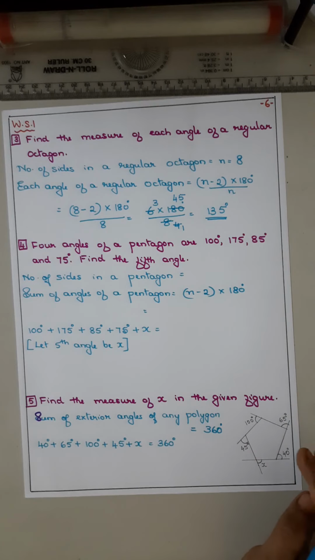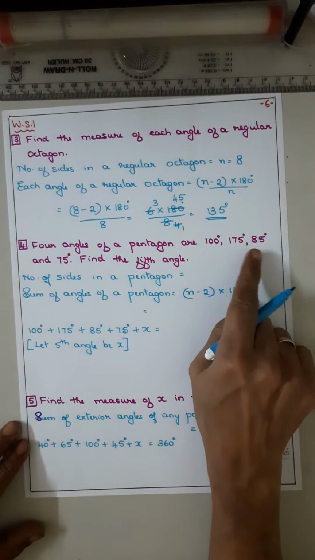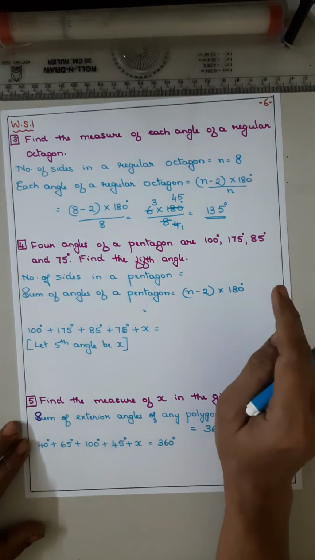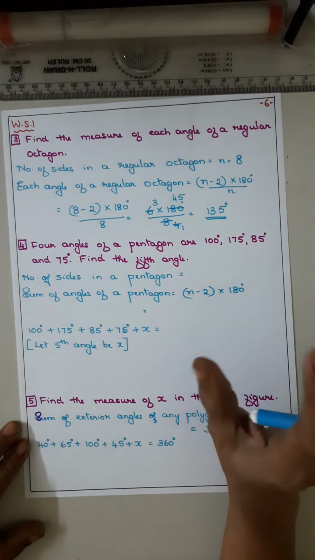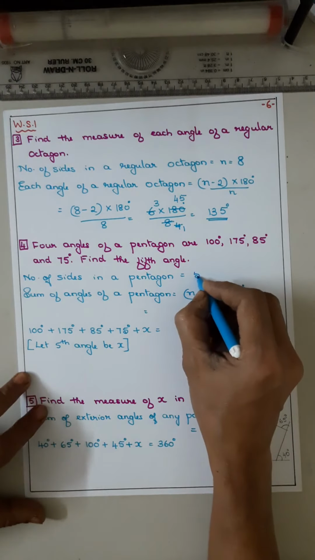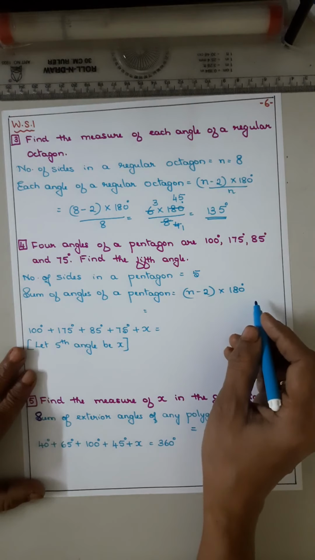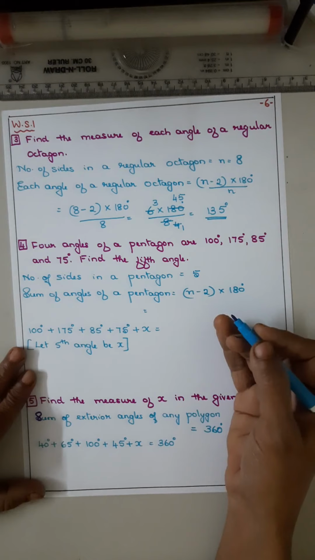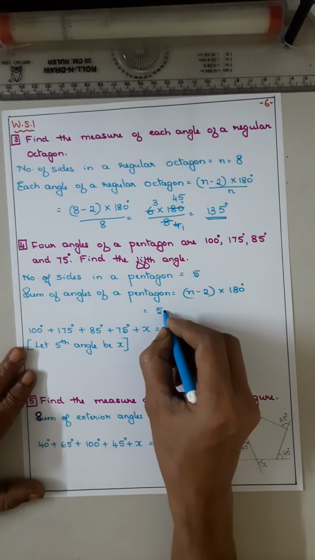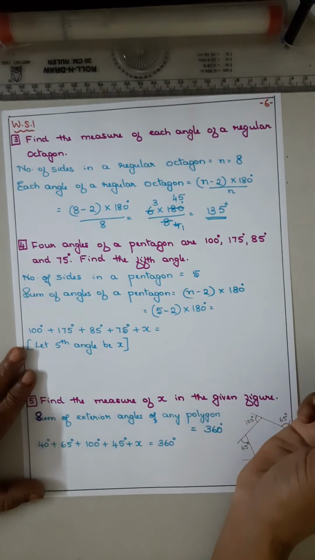Understood? Now coming to the fourth sum. 4 angles of a pentagon are given: 100, 175, 85 and 75. Find the fifth angle. So pentagon means 5, isn't it? So number of sides in a pentagon is equal to 5. Sum of the angles of the pentagon, sum means (n minus 2) into 180. You don't know it, so first you have to find it out. So n is 5, (5 minus 2) into 180. You have to show this first.